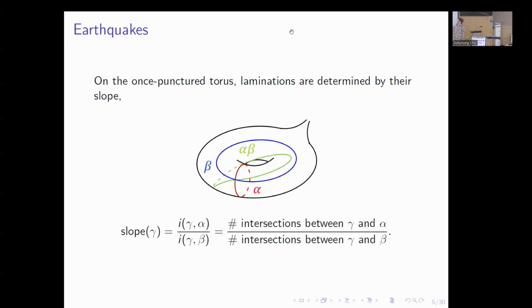So alpha is just going to be 0 over 1, beta is going to be 1 over 0, and alpha beta is 1 over 1. And when we think about this density result, all of the simple closed curves are going to give you a rational slope. Any of the other measured geodesic laminations are going to give you an irrational slope. So we can think of the density in that way. Okay, great.